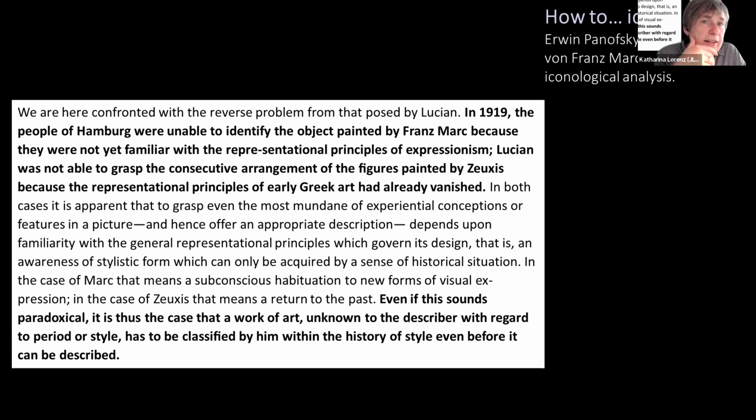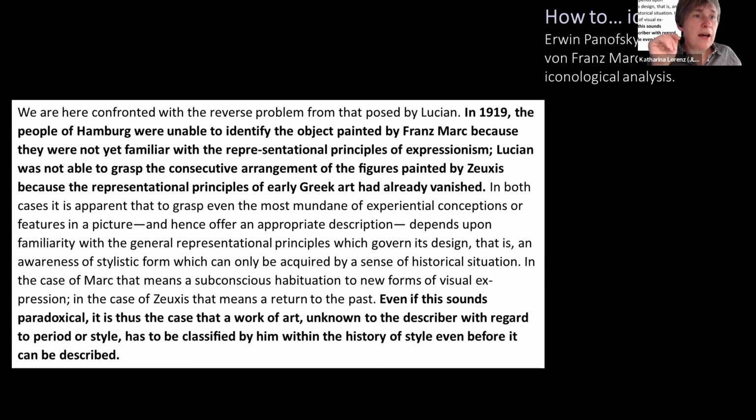And Panofsky ends with the last sentence here on my slide. Even if this sounds paradoxical, it is thus the case that a work of art unknown to the describer with regard to period or style has to be classified by him within the history of style even before it can be described. So that's the point I tried to make. And this is the main premise of iconological analysis as a means of trying to understand a picture.